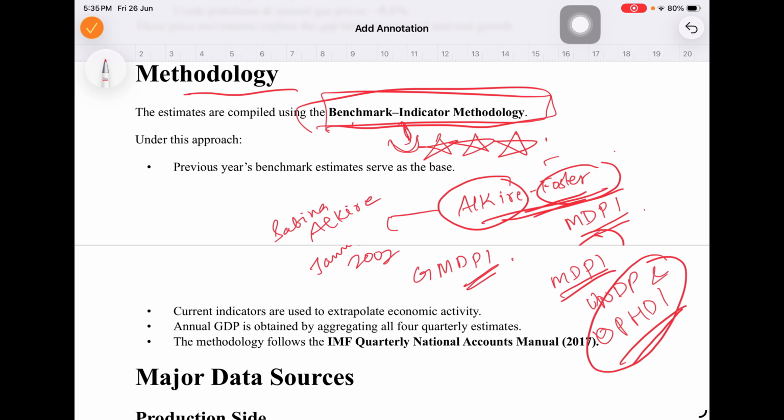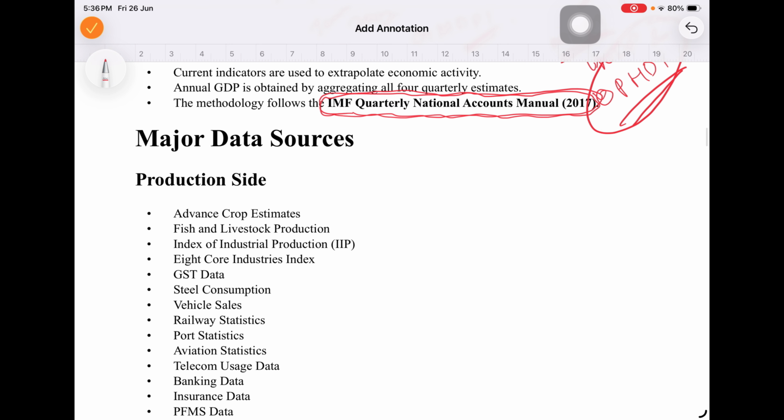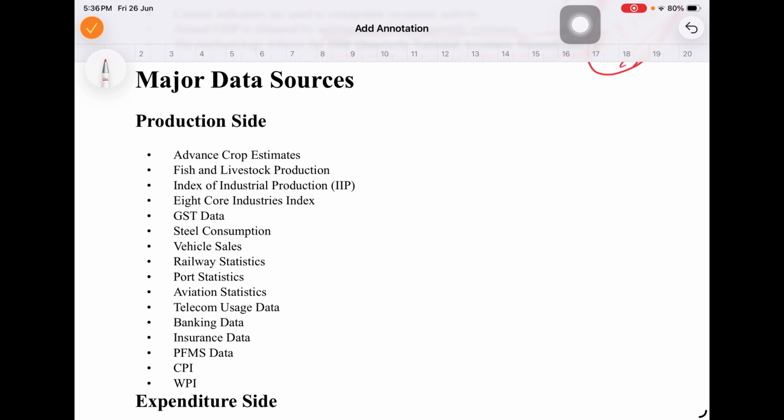That one is for human development. This is for budget. So BB, budget, you can remember: benchmark indicator for budget. The methodology follows the IMF Quarterly National Accounts Manual. So we also follow the IMF Quarterly National Accounts Manual. That is all. And these are the major data sources.